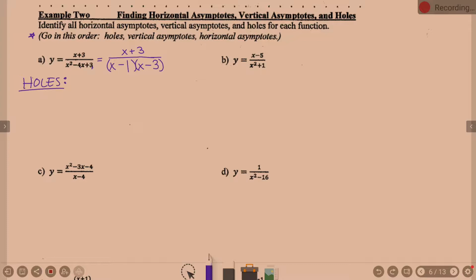You're welcome. Okay. X plus 3 is what my factor is on top. Are there any identical x plus 3s on bottom? No. I have an x minus 1 on bottom. Is there an x minus 1 on top? I have an x minus 3 on bottom. Is there an x minus 3 on top? Are there any identical factors? No. So there's no factors that can cancel. So are there any holes? No. I know, all of that work and there's no holes, but we have to check it. So no holes, and I'm going to write here as a side note, there's no holes because no factors cancel.